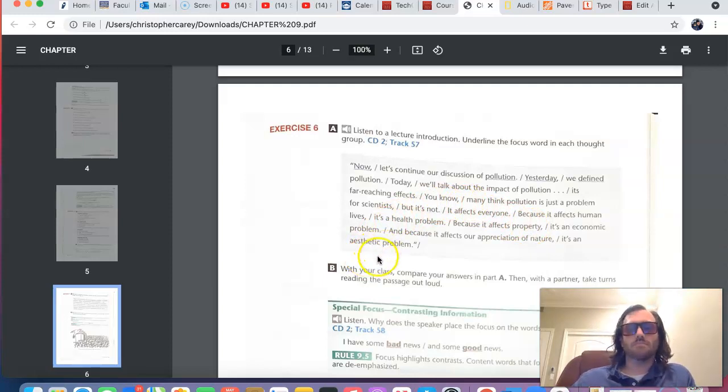Aesthetic problem, economic problem, health problem. Those words, those descriptive adjectives, health, economic, aesthetic, that's new information that's being introduced.